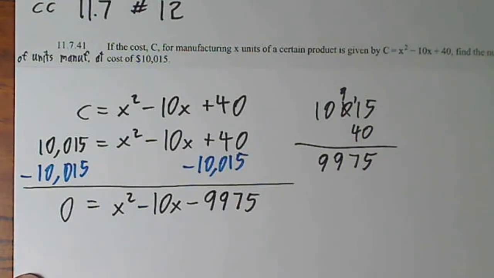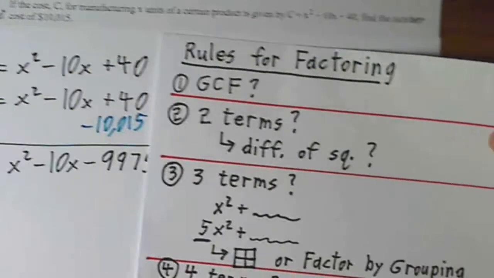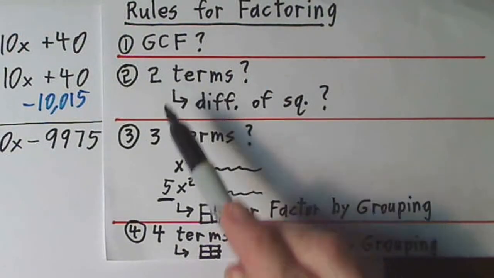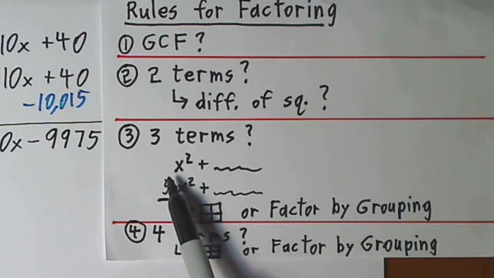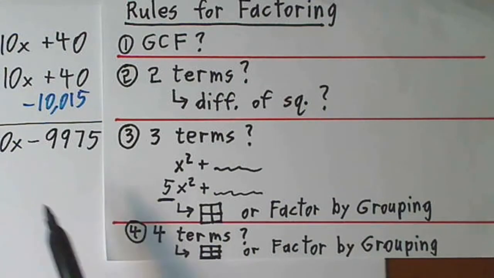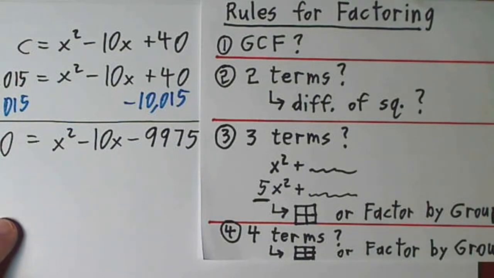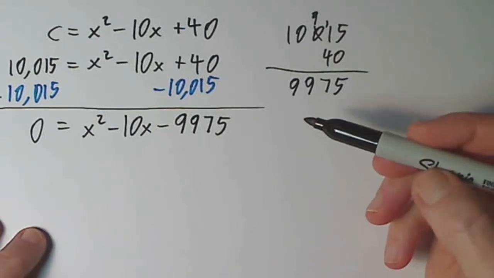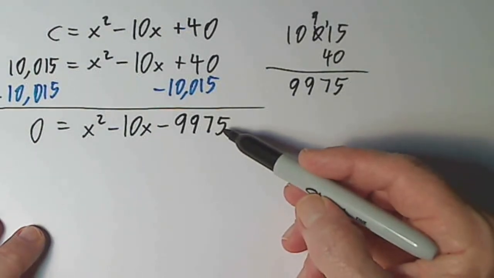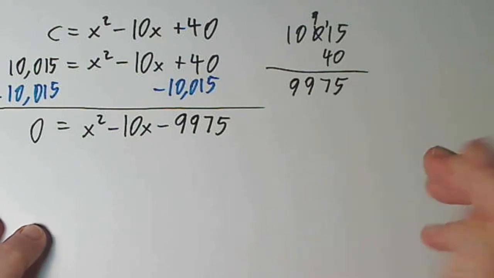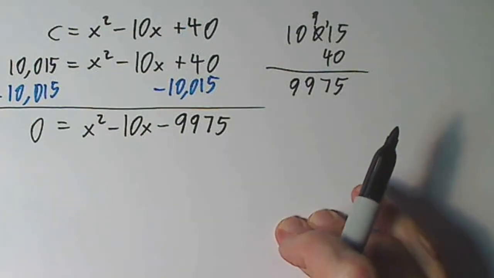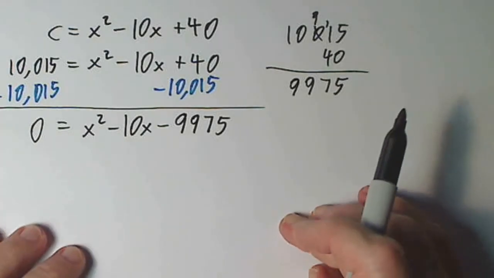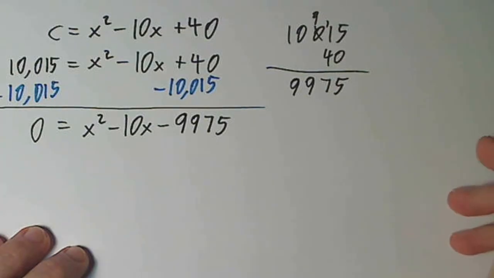Then we're going to see if we can factor this polynomial. Using our rules for factoring, there is no GCF. You don't have 2 terms, you have 3 terms. The leading coefficient is a 1. So all we have to do, and I use that term somewhat sarcastically, is list all the factors of 9,975 and choose the 2 factors that will give us a difference of negative 10. Except there's an awful lot of factors, so we're going to need a bit of a strategy here.